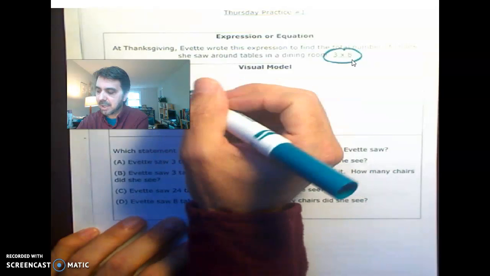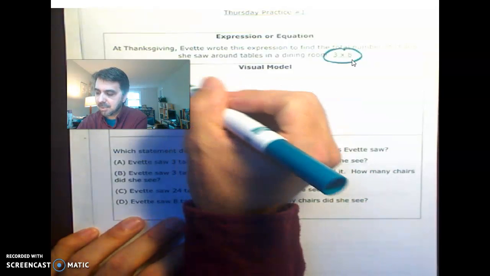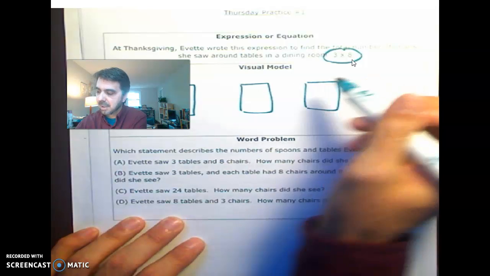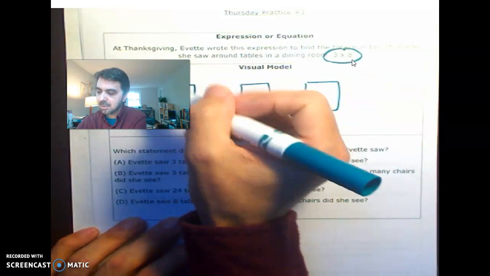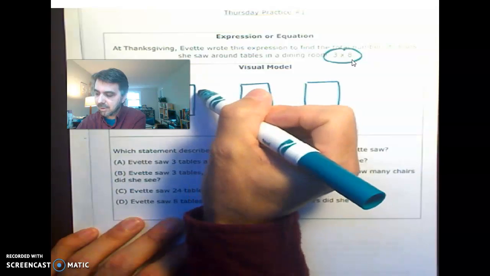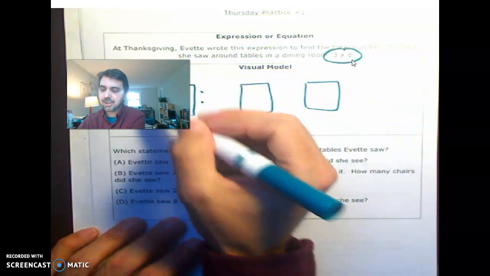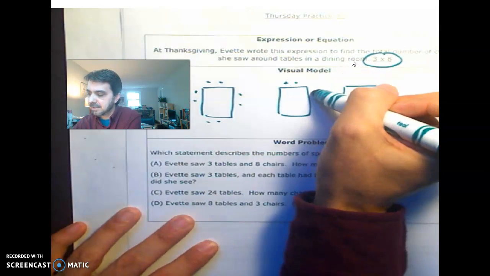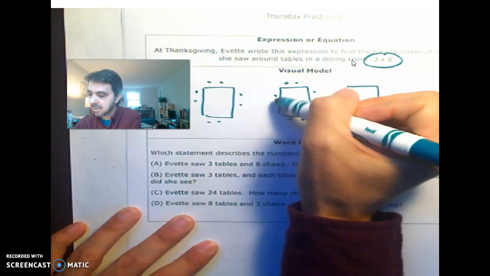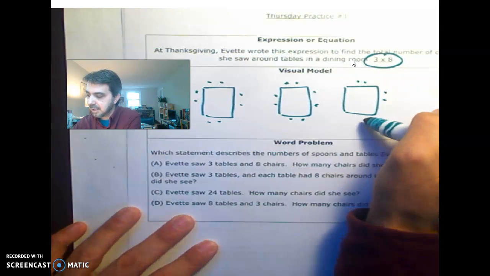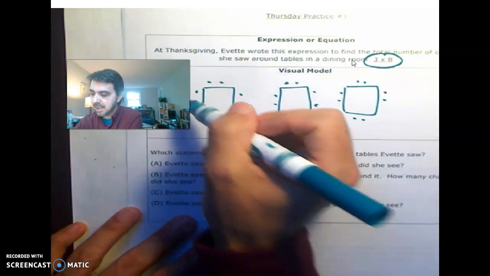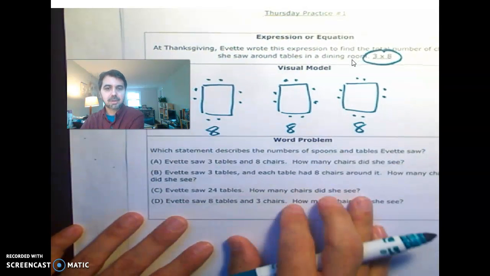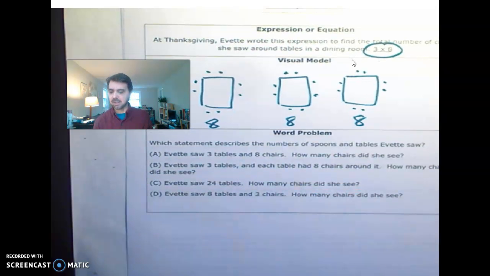3 times 8 could be 1 table, 2 tables, 3 tables. And there might be 1, 2, 3, 4, 5, 6, 7, 8 chairs around that table. And we'll put 8 chairs around this table, and 8 chairs around this table. So there's 8 chairs, 8 chairs, and 8 chairs. So that's a model that you can use to think about as we look at these.